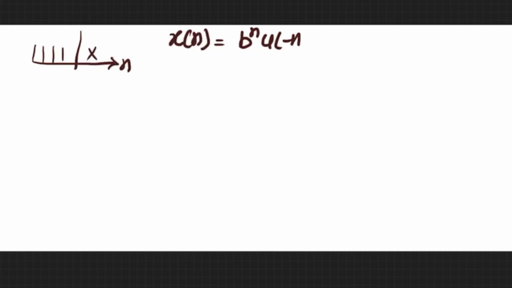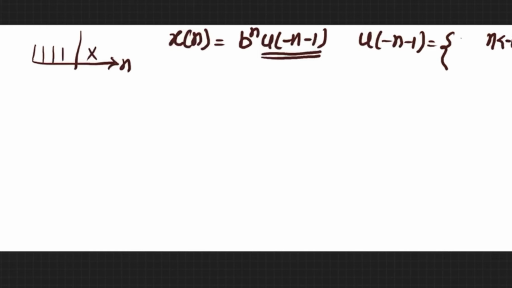Now what if our signal exists at the negative side only, not in the positive side of index? We can take an example of an anticausal signal. Suppose it is b to the power n times u of minus n minus 1. This u of minus n minus 1 shows it is a unit step signal which exists from minus 1 and goes up to minus infinity. So it is for n less than or equal to minus 1, the value of the signal is 1, and otherwise the value is 0. So this will start from minus 1 and move towards minus infinity. Here b is a constant.